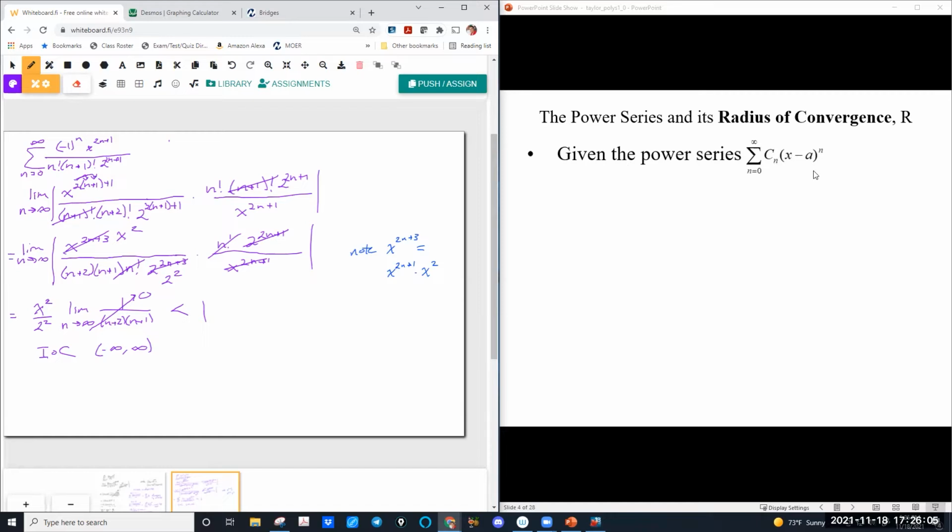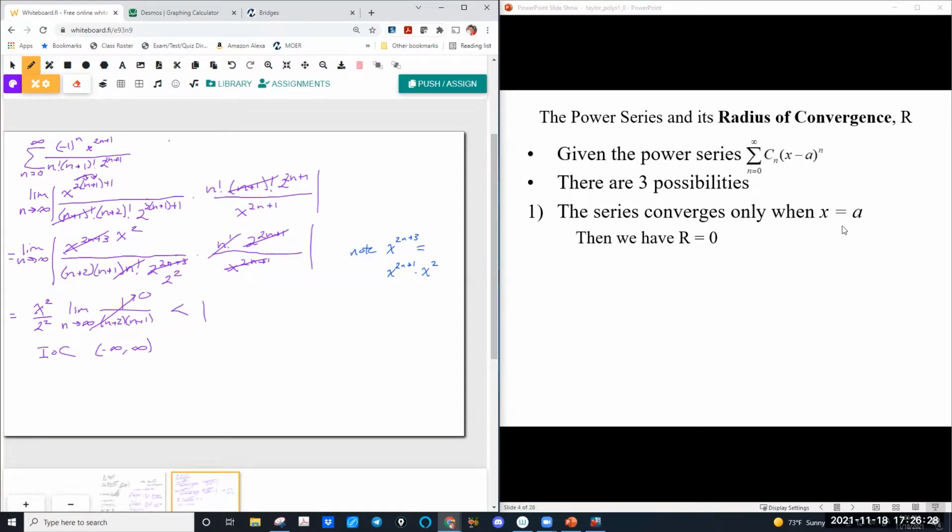So, given the power series, this is any general power series, we have three possibilities for the radius of convergence and the interval of convergence. Now, we've done interval of convergence. I'll talk about radius of convergence here in just a second. So the series converges only when x equals a. That's the case we have not done yet, but I'll do one here in a couple minutes. Then the radius of convergence is 0. All right, we'll see that one shortly.